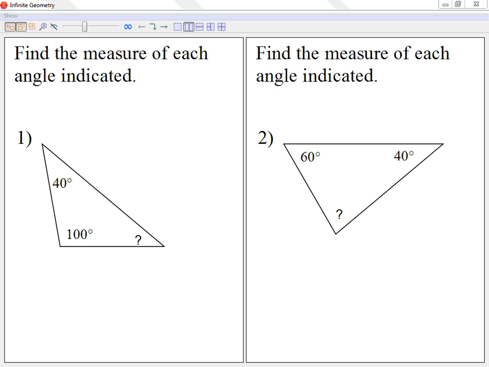Quiz tomorrow, so let's review for this real quick. There's only two things that we learned this week. The first one was about the angles of a triangle, that they add up to 180.